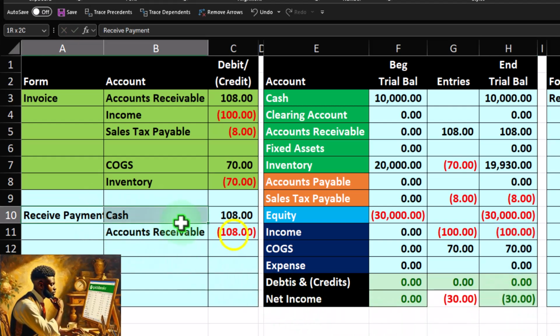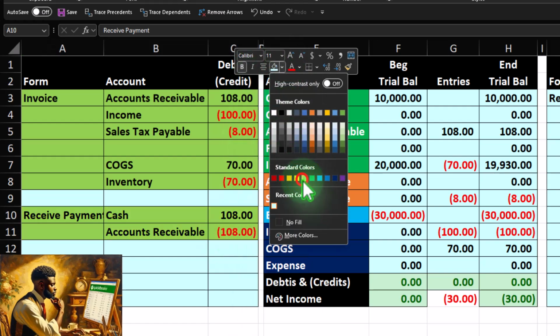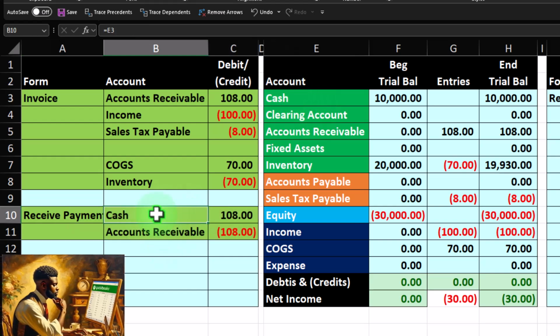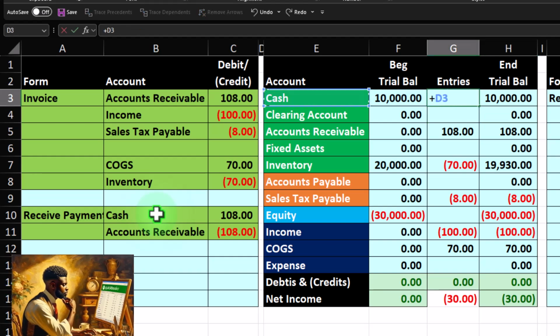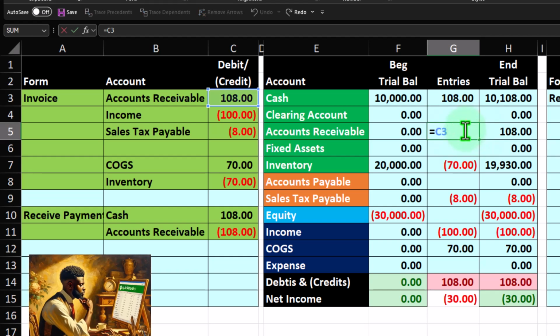So let's say they actually pay us, which is going to be the second side of the transaction. So they paid us before they said, hey, I don't like this, and they're going to try to return it, right? So now we're going to say, all right, now I'm going to pay us. That means that the cash is going to go up of 108, and accounts receivable is now down.